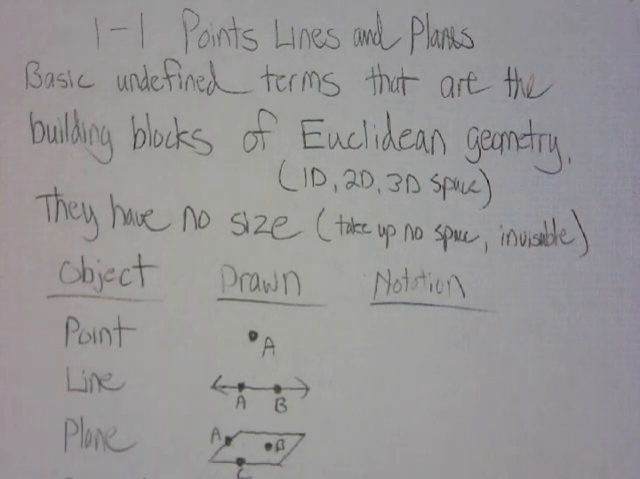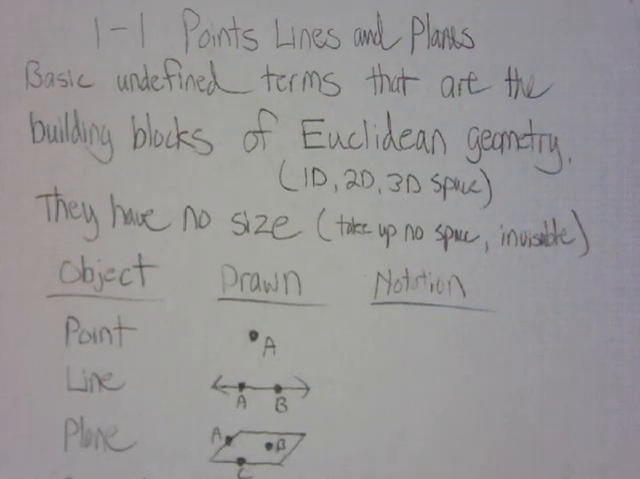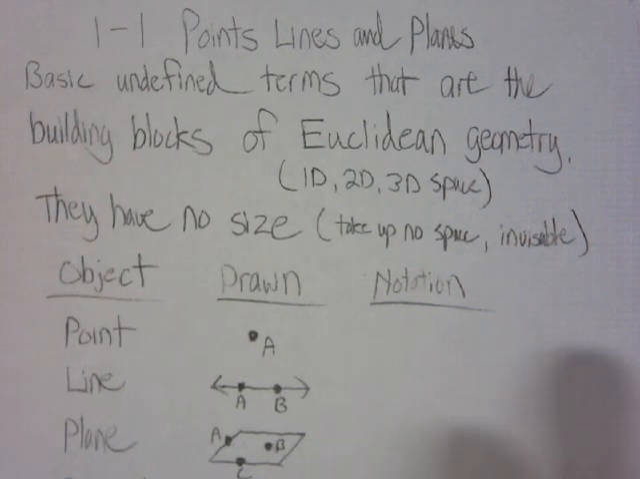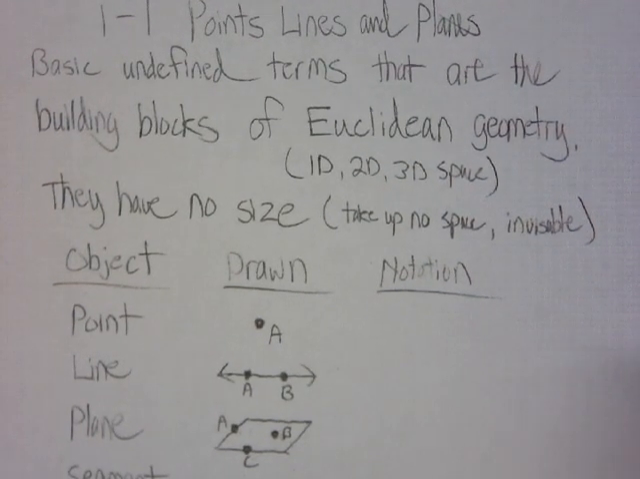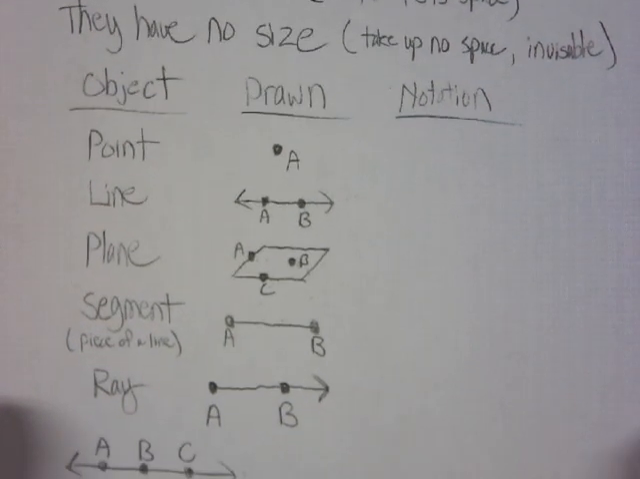Now, here are some characteristics of points, lines, and planes. Number one, they have no size, so they take up no space and they're invisible. Based on that, you might be asking yourself, okay, what are they? Well, we've got two basic objectives we want to accomplish with this lesson. Number one, we want to have a good understanding of what points, lines, and planes are. And number two, we want to make sure that we know how to correctly use the notation and how to name points, lines, planes, segments, and rays correctly.